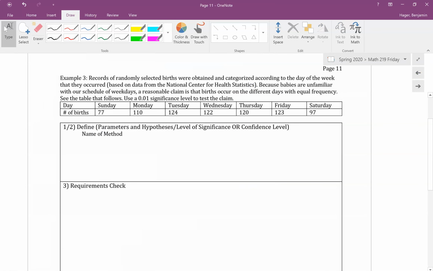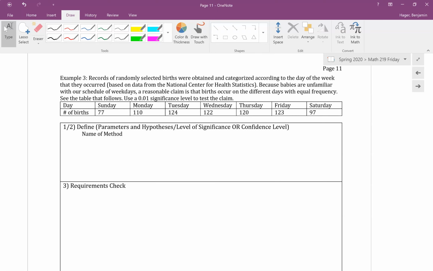The reason I skipped it is because they kind of snuck this one in here. This is a chi-squared distribution, but this is not a test for independence. Let's read it real quick. It says that records of randomly selected births were obtained and categorized according to the day of the week that they occurred. And this is based on data from the National Center for Health Statistics.